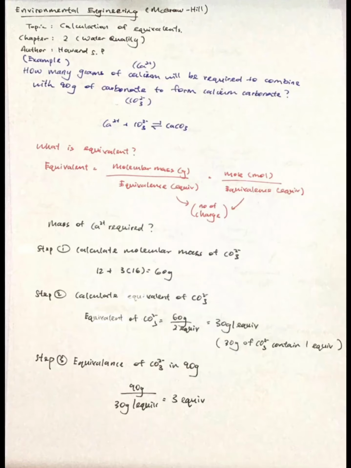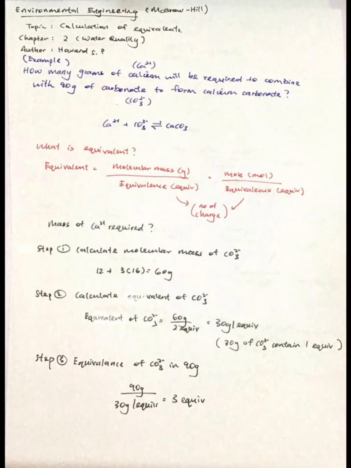Today I'm going to teach you guys how to calculate equivalence. This example is from environmental engineering. So first of all, let's go to the example. How many grams of calcium will be required to combine with 90 grams of carbonate to form calcium carbonate?